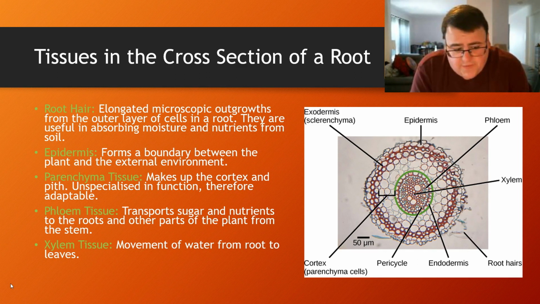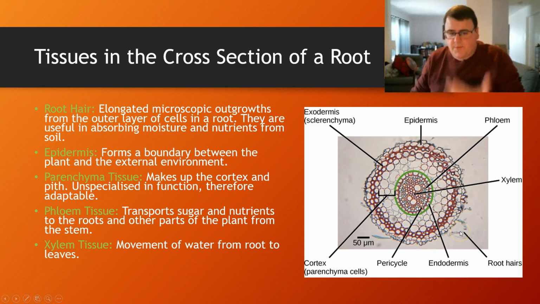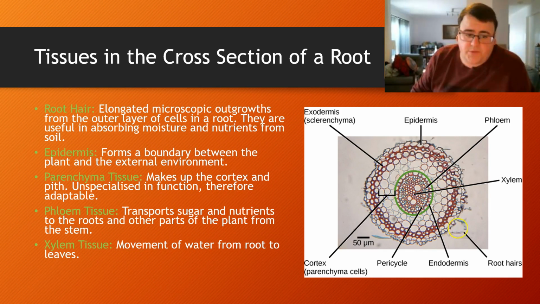Today we're going to be looking at the different tissues that are inside the root using the diagram. The first one is the root hairs, and you can see a root hair sticking out just here. They are elongated microscopic outgrowths that come from the outer layer of the cells in the root. The whole reason they're there is to absorb the moisture and nutrients from the soil, increasing the surface area of the root in general.